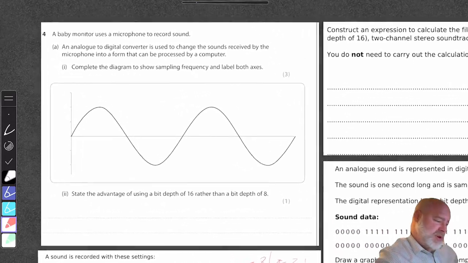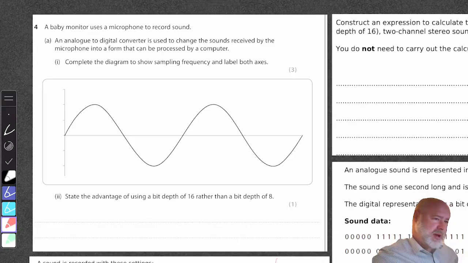Right, let's have a look at this one here. All right, a baby monitor uses a microphone to record sound. An analog to digital converter, or ADC, is used to change the sounds received by the microphone into a form that can be processed by a computer. Okay, analog to digital. Complete the diagram to show sampling frequency and label both axes. Okay, it's not too bad then.